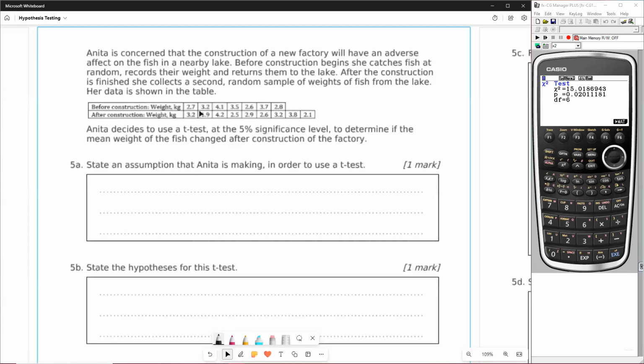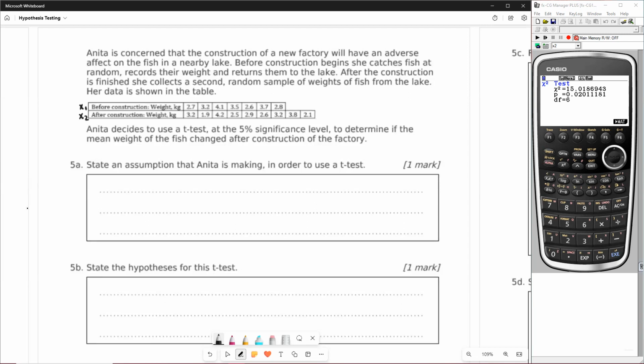Anita is concerned that the construction of a new factory will have an adverse effect on the fish in a nearby lake. Before construction begins, she catches fish at random, records their weights, and returns them to the lake. After the construction is finished, she collects a second random sample of weights of fish from the lake. Her data is shown in the table. So this first data set we're going to call X1, and this second data set we're going to call X2.